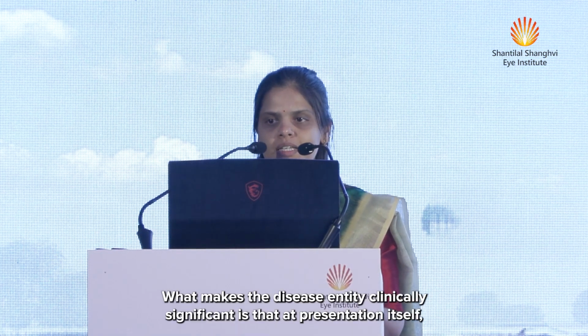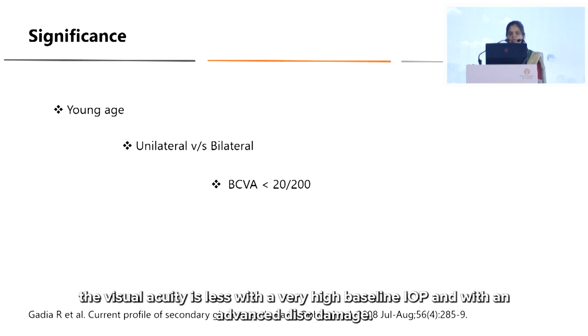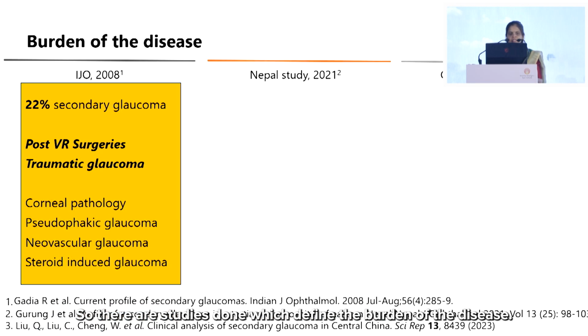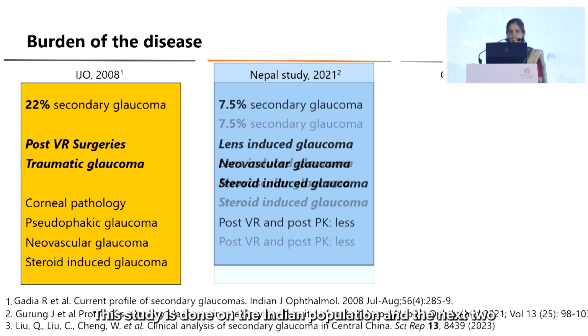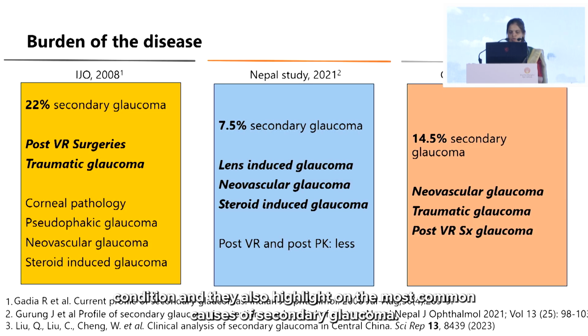What makes the disease entity clinically significant is that at presentation itself the visual acuity is low, with a very high baseline IOP and advanced disc damage. So there are studies which define the burden of the disease. This study is done on the Indian population, and the next two studies are recent publications, where they show that secondary glaucoma is not an uncommon condition, and they also highlight the most common causes of secondary glaucoma.